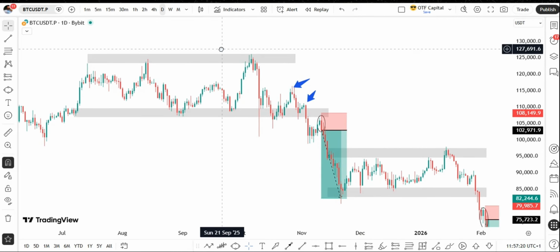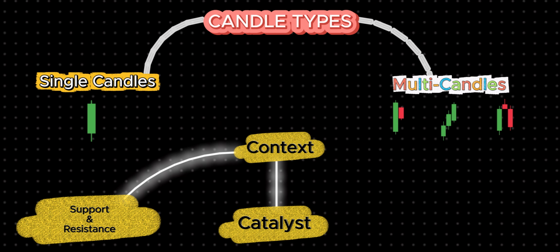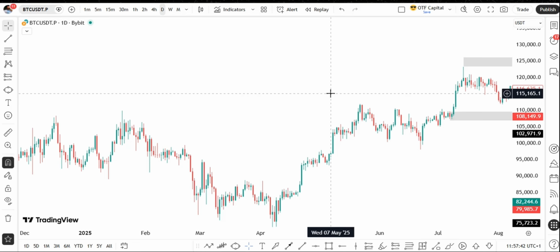Next on the list is the concept of a catalyst. A catalyst is the news of some event that causes sentiment to change, moving price on a particular forex pair or a crypto pair. Remember that news events can cause more drastic changes to crypto, especially Bitcoin. We are already on a Bitcoin chart.